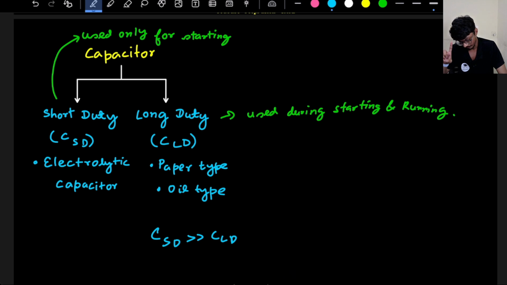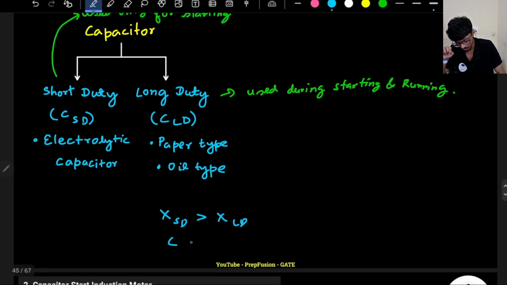Actually I am kind of wrong, sorry, their reactance will be much higher. Their XSD will be much higher than X long duty, so their capacitance will be much smaller. This will be a smaller capacitor than CLD.